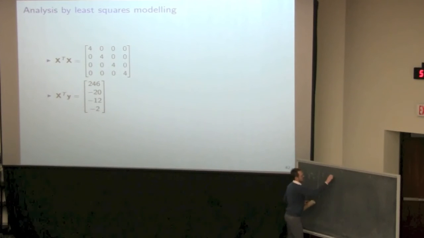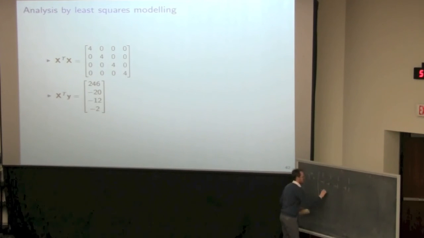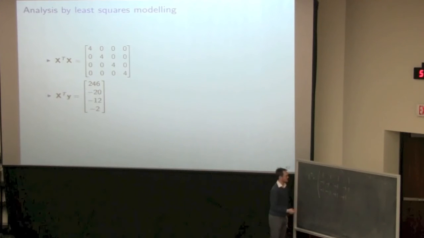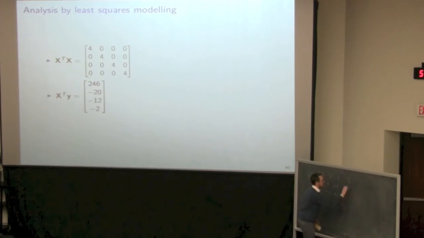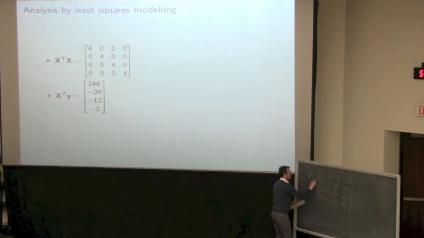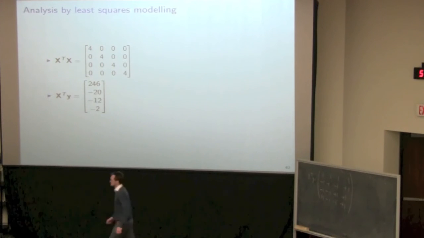X transpose in this case will have ones, four ones over there, then we'll have minus one, plus one, minus one, plus one, minus one, minus one, plus one, plus one, and in the last row the X transpose will be plus one, minus one, minus one, plus one. X transpose y, let's put our y values up as well.